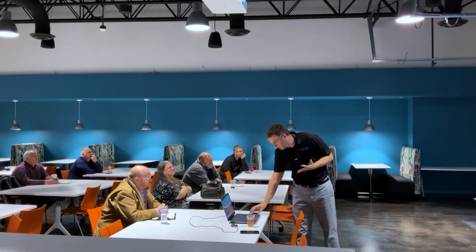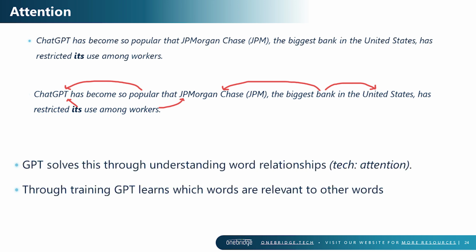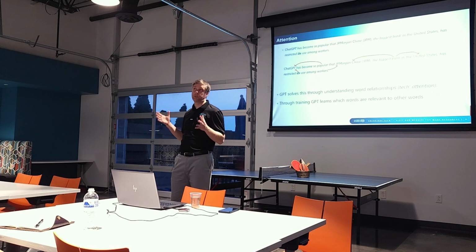To fully understand this sentence, we say, okay, what does the word popular refer to? It refers to ChatGPT. What does bank refer to? It refers to JP Morgan. Its refers to ChatGPT. Workers refers to JP Morgan. So the technical term for this is called attention. As GPT is training, it is learning how to relate words to one another. And really, this is what most of its training is about: learning how to take a sentence and understand how one word relates to another.